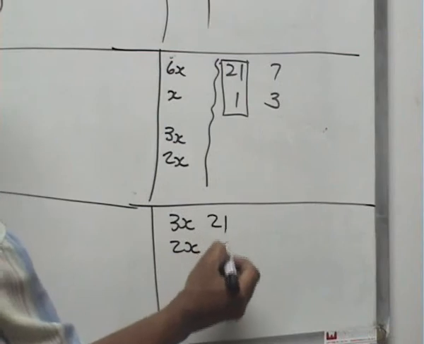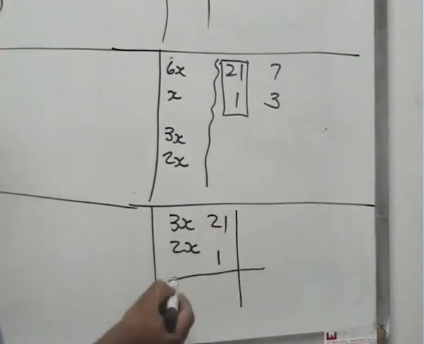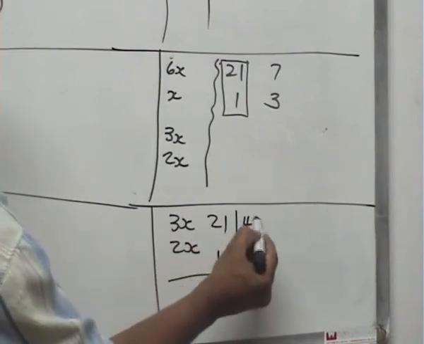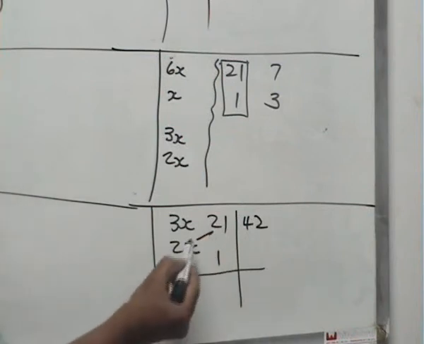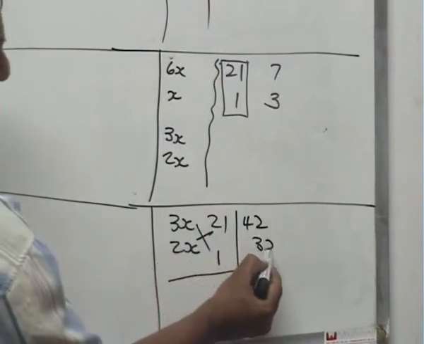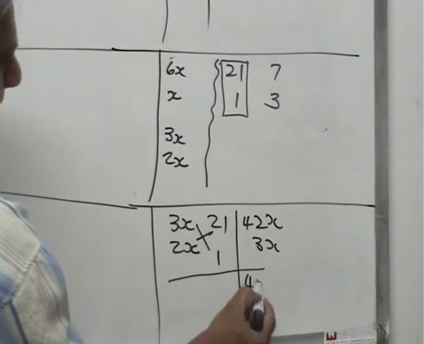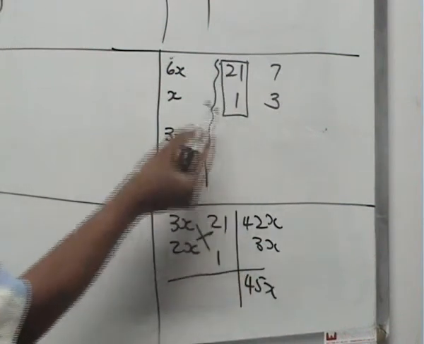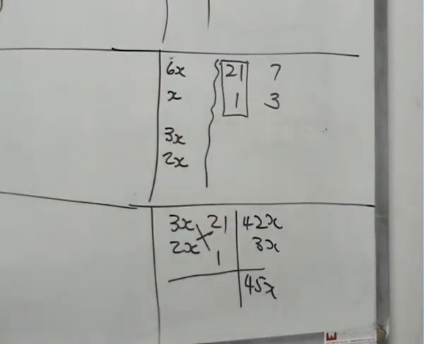But if you put 21 and 1 here, you'll see now, you've got problems. 2 times 21, 42. 3 times 1, 3. Add it up, 45x. So if you choose that one, it's going too big. That means I must choose the other one. I must choose 7 and 3. So I've chosen the wrong one. So it's a trial and error thing.